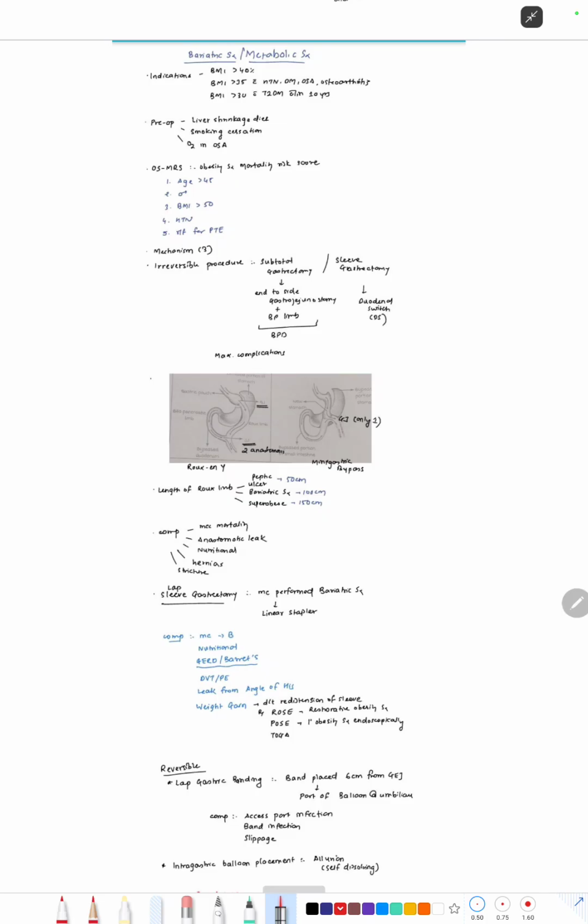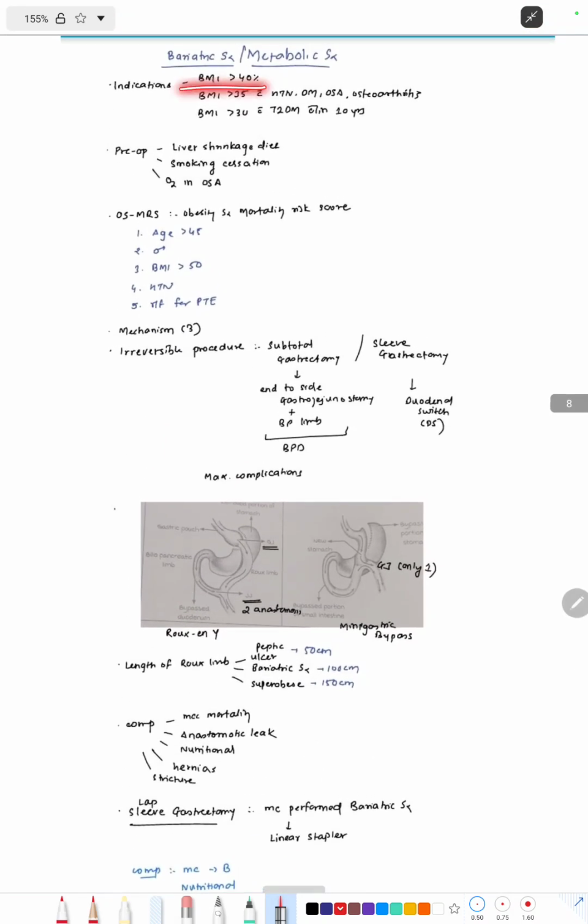Next is the bariatric surgery, which is also called as the metabolic surgery. It is called as the metabolic surgery because it leads to reversal of the metabolic diseases like diabetes or hypertension, along with decrease in the obesity. So indications for bariatric surgery are important. If there is a BMI of more than 40, or a BMI of more than 35 associated with morbidities like hypertension, obesity, obstructive sleep apnea, or osteoarthritis. If the BMI is more than 30, along with type 2 diabetes within 10 years. The pre-op consideration is that a liver shrinkage diet is given first, then smoking cessation, and oxygen is given in OSA patients.